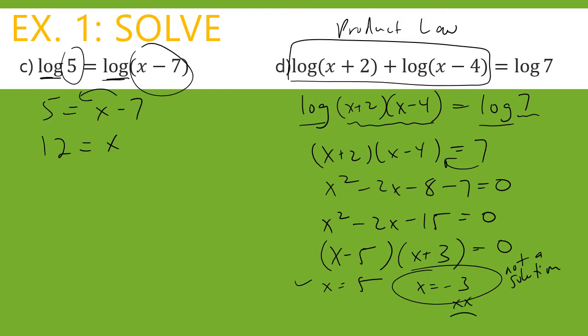Make sure on a test, if any of them or both of them don't work, you tell me they're not a solution and tell me why. So not a solution, and then we can say, for example, if we use the first one, negative 3 plus 2, negative 1, and you can't do that. Running out of space there, but you would actually write, can't take the log of a negative number. So we only have one solution, x equals 5.